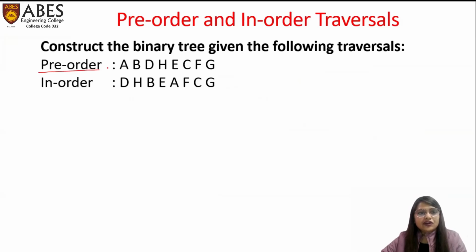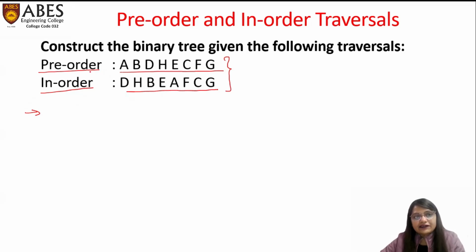In this case, in case of pre-order, some traversal terms are there. In case of in-order, some traversal terms are there. Okay, and we have to construct a binary tree corresponding to both of these traversals. So in the first step, we have to traverse the pre-order sequence from left to right. It means some information part A is there, and this information part has to be looked into the in-order traversal. We have to find out where this A lies in case of in-order, which is here.